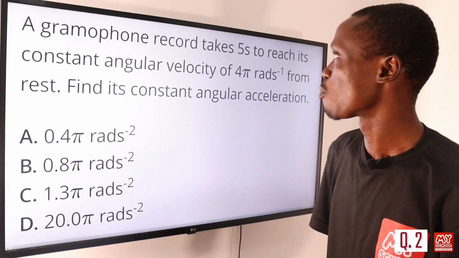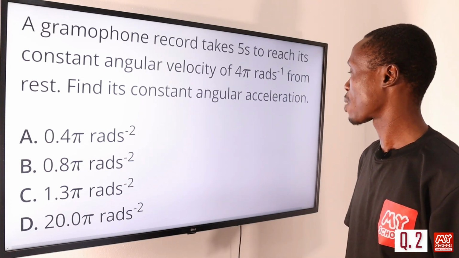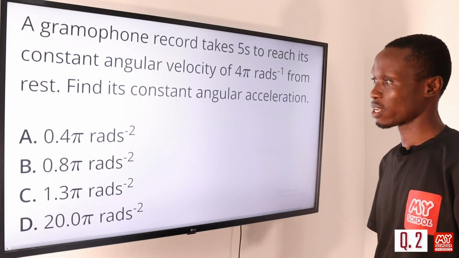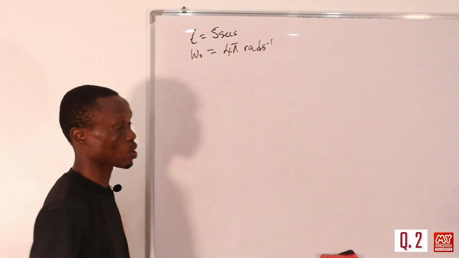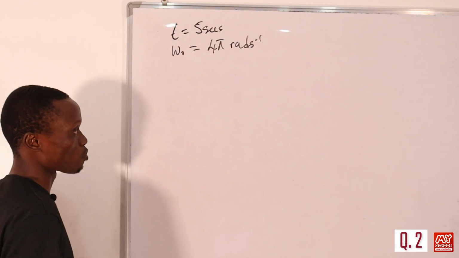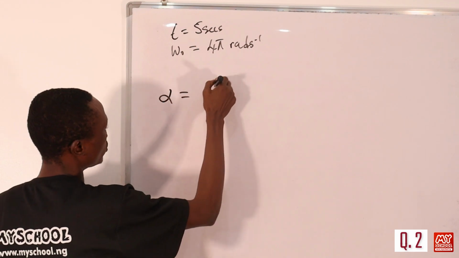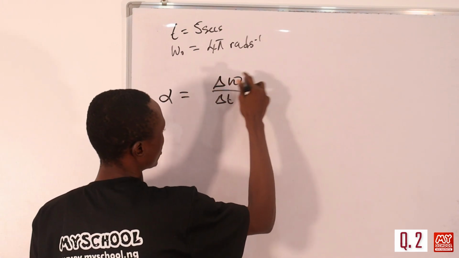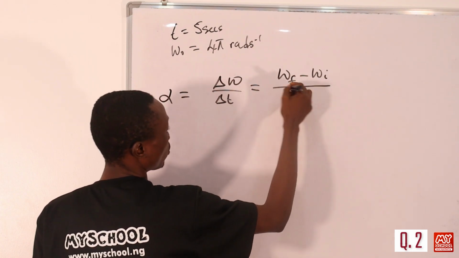Question 2. A gramophone record takes 5 seconds to reach its constant angular velocity of 4 pi radian per second from rest. Find its constant angular acceleration. So let's move over to the board to provide the answer. We are required to find the constant angular acceleration of the gramophone record. Angular acceleration is equal to change in angular velocity over change in time, so the change stands for final angular velocity minus initial angular velocity, all over time.